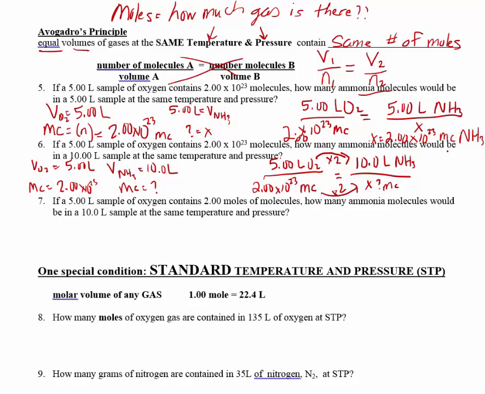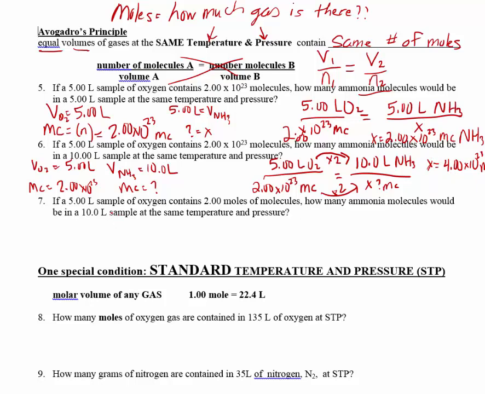Some of this you can do with mental math. If you don't like doing the mental math, then go ahead and put it in your calculator. Cross multiply, set up the algebra problem, and solve it for x. Either way, I'm going to get an answer that is 2 times that amount, which is 4 times 10 to the 23rd molecules. Double the volume, double the amount of gas.